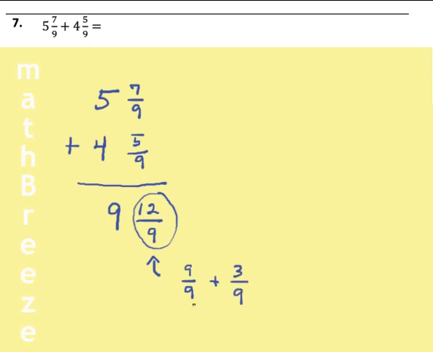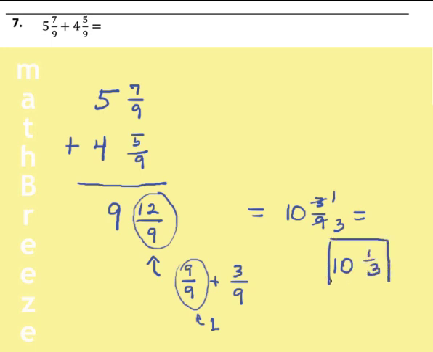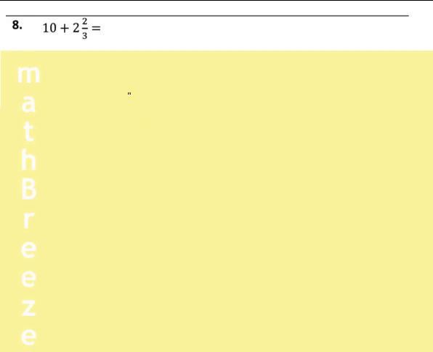So the 1 will add to the whole. Okay, well, this is equal to 1. We'll add that to the 9, so we have 10 and 3/9, and let's reduce 3/9, divide by 3, and that is 10 and 1/3. Number 8 is really pretty simple. 10 plus 2 and 2/3 is just equal to 10 plus 2 is 12, 12 and 2/3.